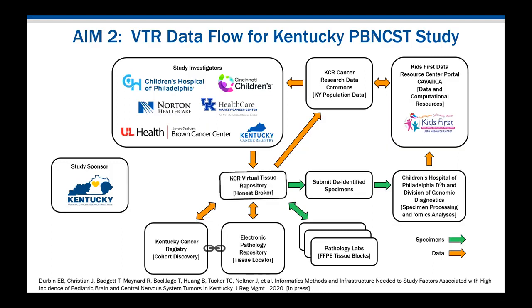So real quickly, I'll walk through how the VTR works. We have honest brokers at the virtual tissue repository. We use the registry and our path reporting system to identify the cohort of patients, in this case, all childhood brain and central nervous system tumor patients. With that information, we reached out to various pathology labs and requested their residual tissues, who then agreed and sent those specimens to the VTR. We de-identified those specimens and sent them on to CHOP in the D3B group, who performed the sequencing. The data from sequencing is flowing into CAVATICA and is then available to our research team and others.